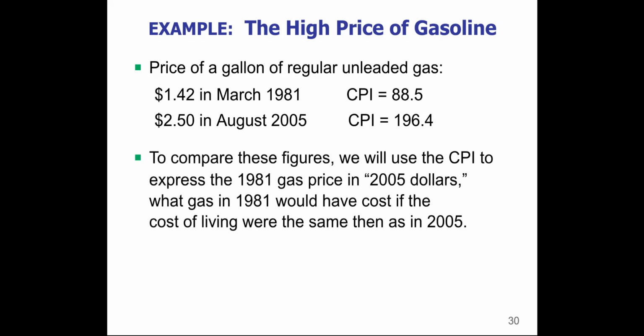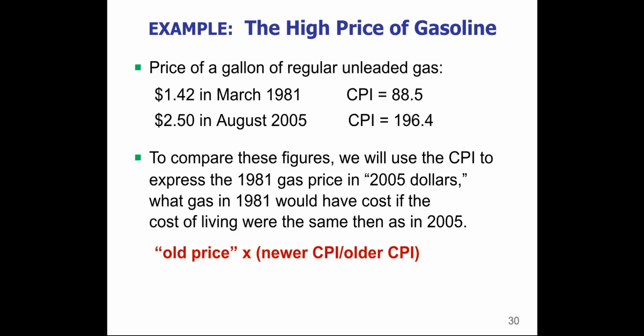So, to compare these figures, we're going to use the two CPI figures to the right to express the 1981 gas price using the value of the dollar in 2005. We call that the 2005 dollars. So we're basically going to adjust the older price into the newer price value. To do that, we use this equation. We're going to take the old price, which is the $1.42 a gallon, and we're going to multiply it by a ratio of the newer CPI over the older CPI.